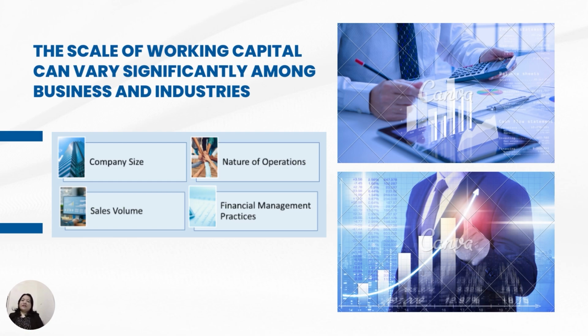Second, nature of operation. The type of industry and the specific operations of a business play a significant role in determining its working capital needs. For example, a manufacturing company typically requires significant investment in raw materials and inventory, resulting in higher working capital requirements. On the other hand, a service-based company may have lower working capital requirements as they may have minimal inventory and faster cash conversion cycles.